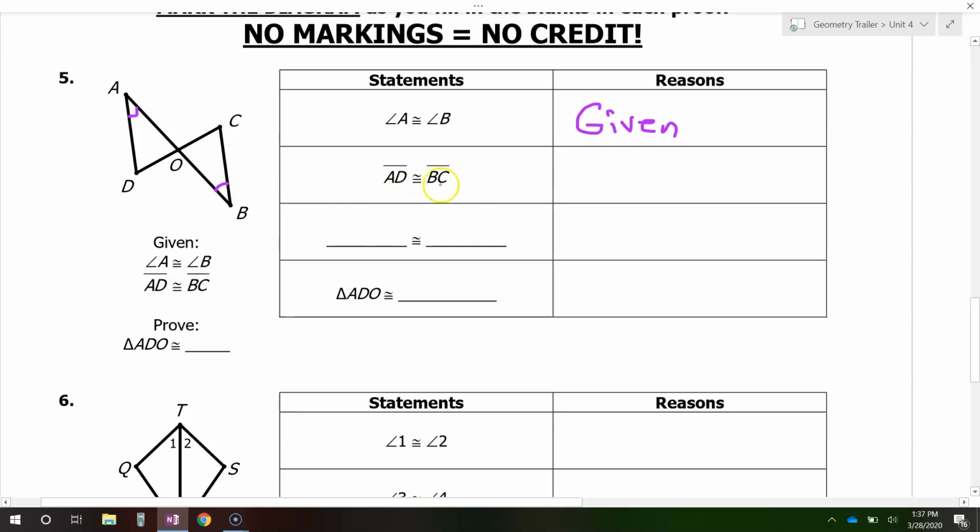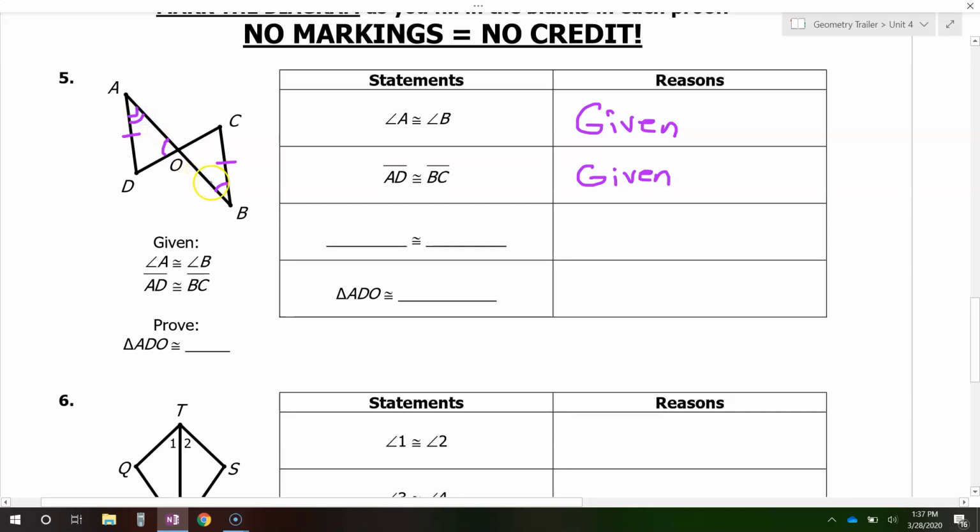All right, and then they mentioned the other given. AD is congruent to BC. So AD is congruent to BC. That is also given. All right, so we've used up the given. Now we look for something else that we can mark automatically just because of the way the picture looks. And I see that we have vertical angles right here.